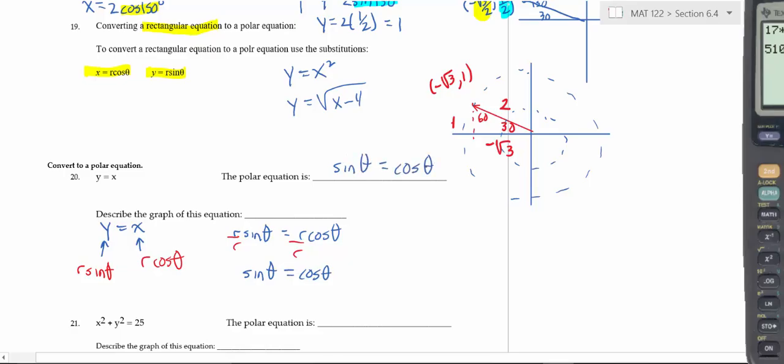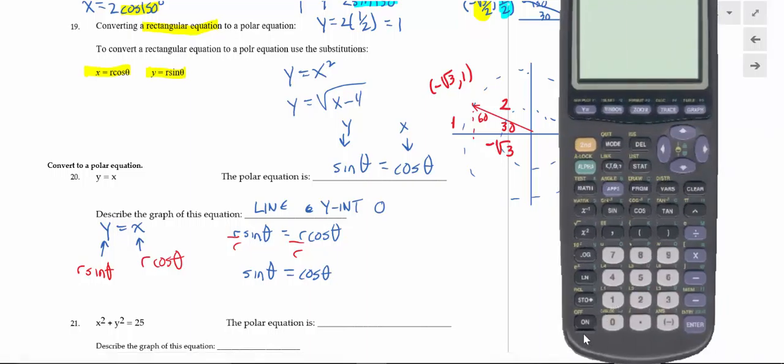Now, I'm hoping in a unit circle this makes sense to you, because in a unit circle, sine is y, cosine's x. So it reduces down to the same thing. We have y equals x over here. The graph of this equation is going to be a line, and it's going to have a y-intercept of 0. Let me show you what's going on with this on my graphing calculator.